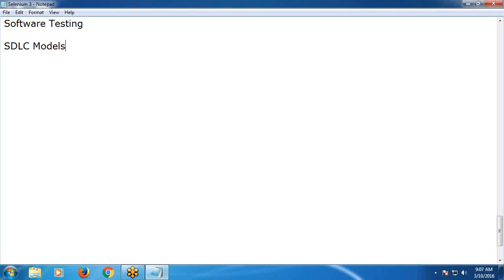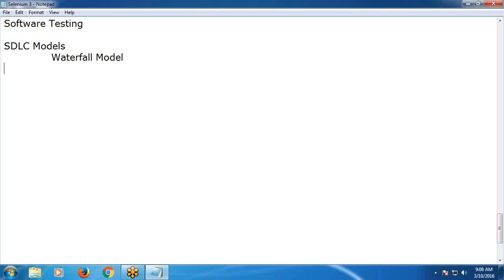Actually, it is a development concern, but testers also need to be familiar with SDLC models. Why? Software testing is part of software development. So we need to be familiar with SDLC models. Can you give some examples for SDLC models, Gurnath? Yes, sir. Waterfall methodology, agile. Waterfall model.